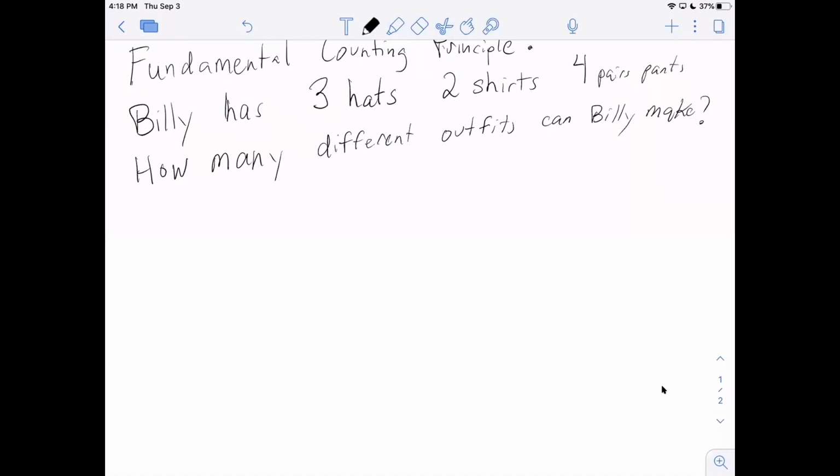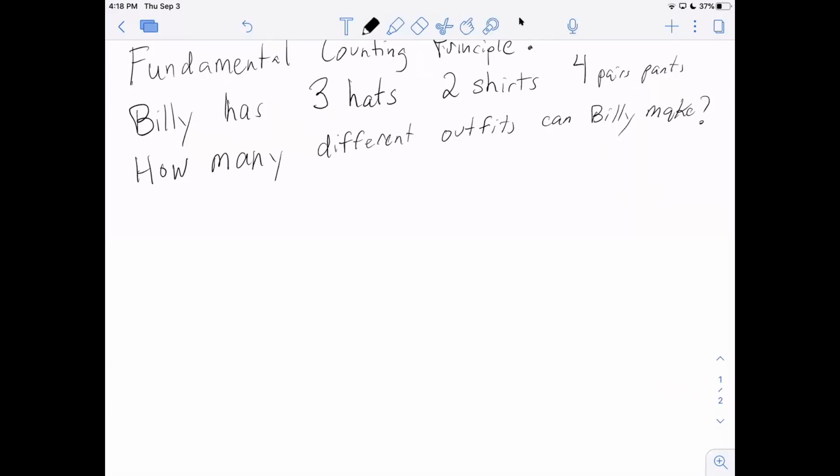What would be a really nice visual way to see this? You can draw it out. Yeah, and do you guys remember? You might have seen this a long time ago. Do you remember a good strategy for drawing something like this? Like a tree. Yeah, exactly. Yeah, you can draw a tree.